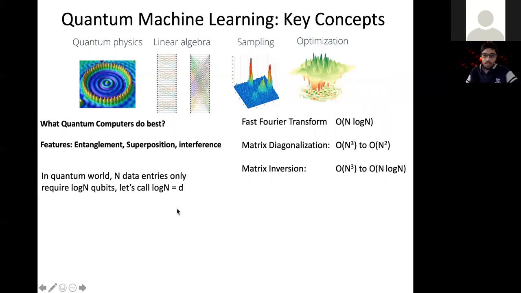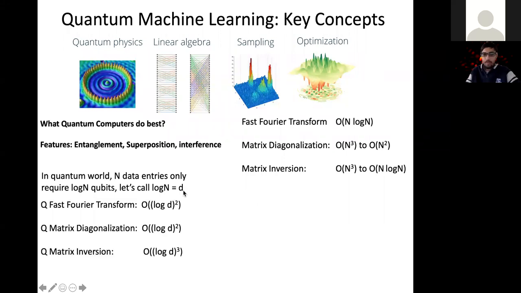But you can actually come up with quantum solutions where you don't have to process the whole n. Remember, you only need log n qubits, right? So, for example, for n equal to 8, the size of the data, you only need log 8, which is 3 qubits. That way you have the problem size already reduced to d, and then you can have an efficient solution in the quantum domain like quantum fast Fourier transform, quantum matrix diagonalization, quantum matrix inversion, where you have order log d squared or d cubed type solutions. So you can already see that you can do a lot of these tasks very efficiently on quantum machines.